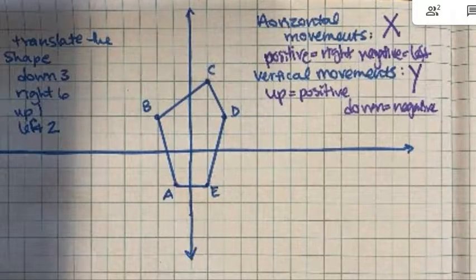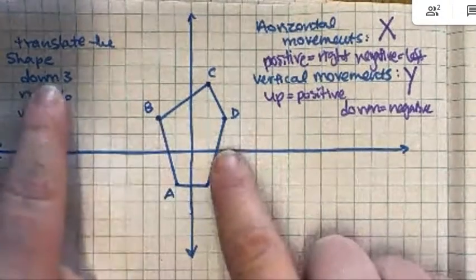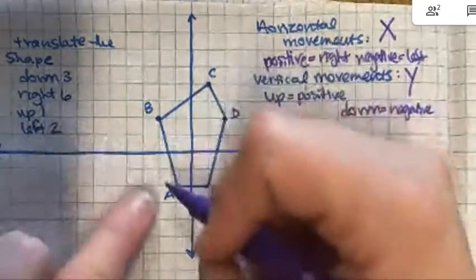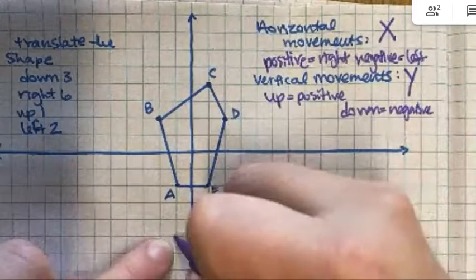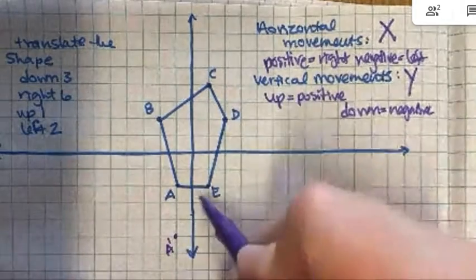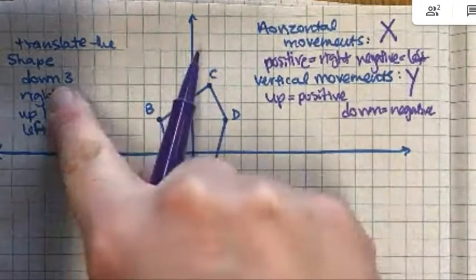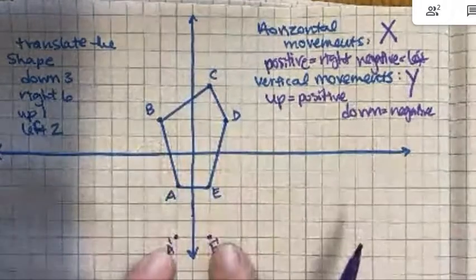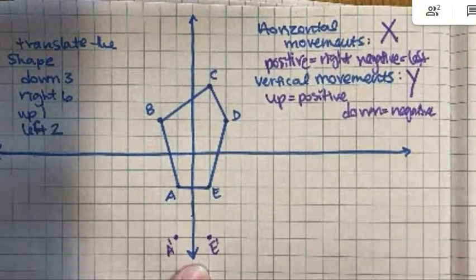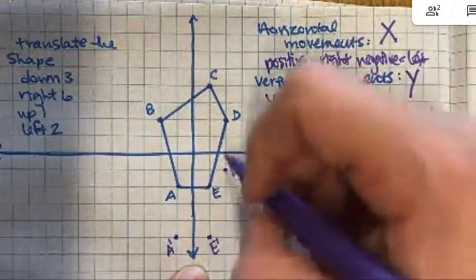So A, B, C, D, E, we are first going to move this shape down 3 units, and look at what this shape looks like after we've moved it down 3 units. So that means this A point, A prime, moves down here. This E point also moves down 3 units. Moving down 3 units means I'm changing the Y values for every single one of these points by 3 units in the negative direction. D, same thing. D prime moves here.